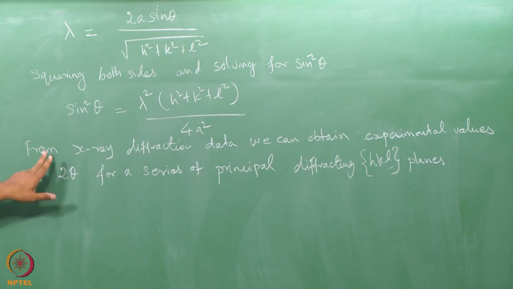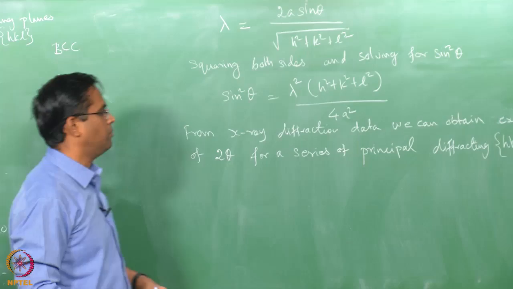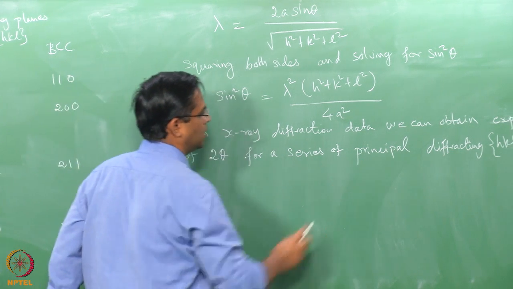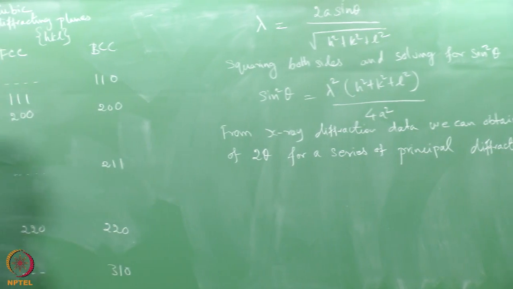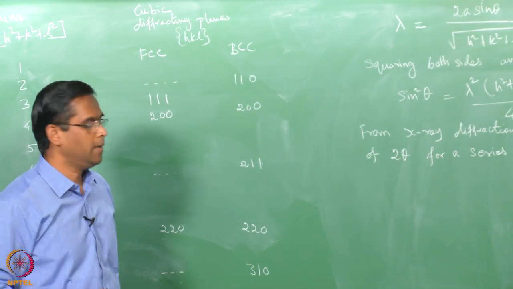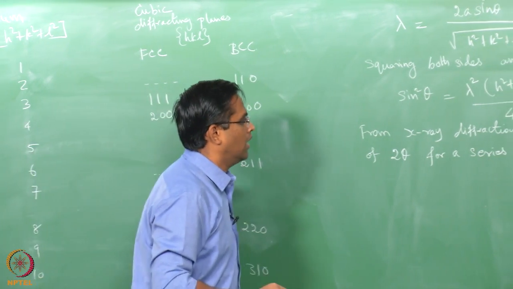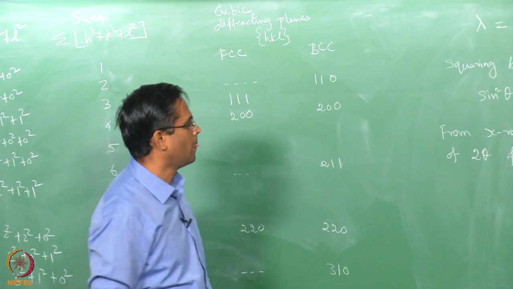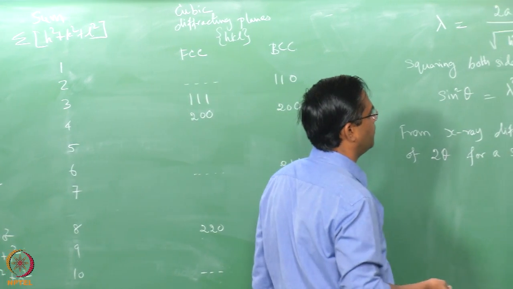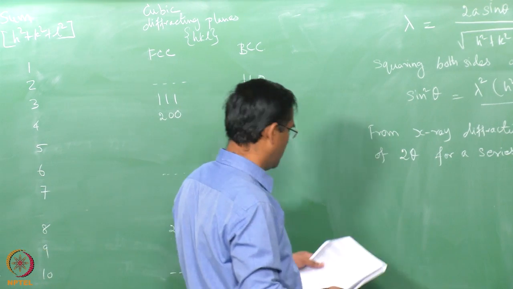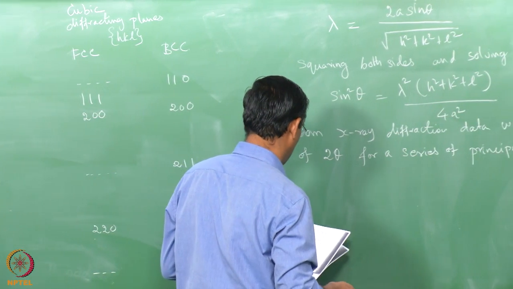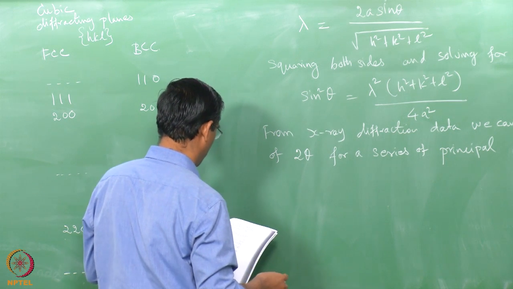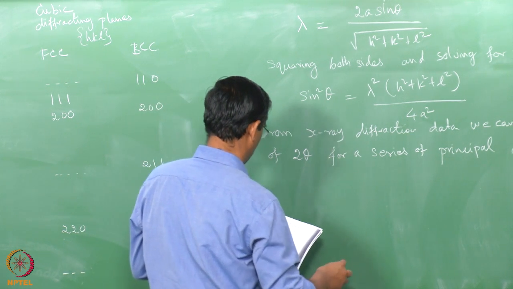So, from the X-ray diffraction data we can obtain experimental values of 2 theta for a series of principal diffracting HKL planes, but the incoming wavelength and the lattice constants are constant. You can eliminate them and then we can try to get the ratio of 2 sin theta values.